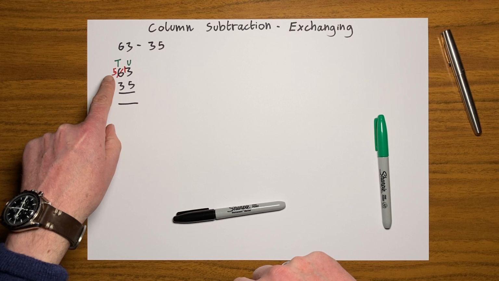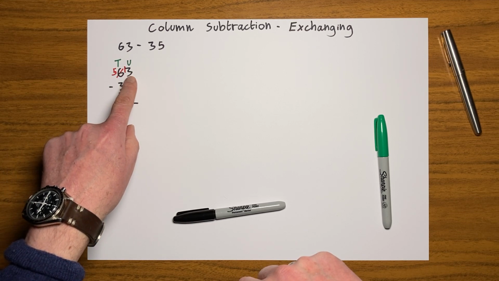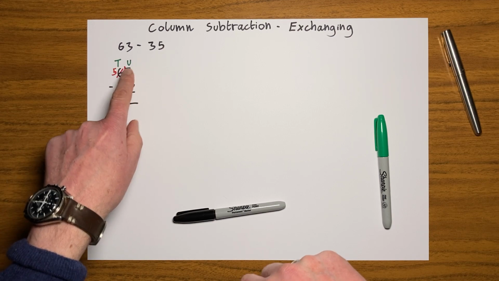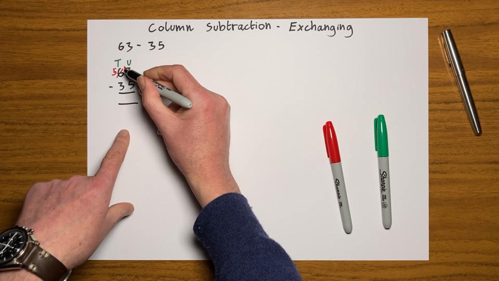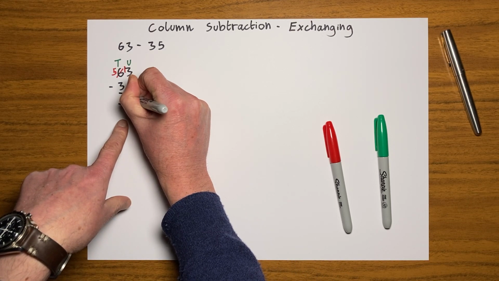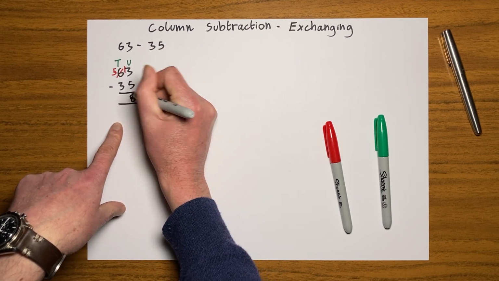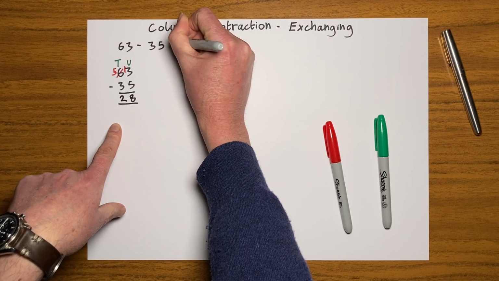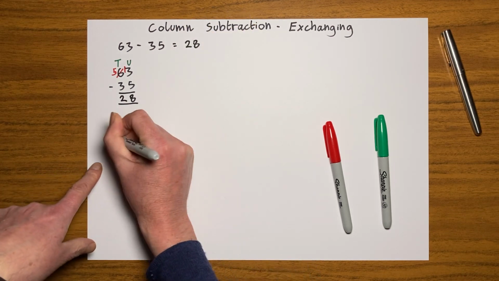Now I've taken 10 from this column, which has made that 50, and moved it to this column, which has now gone from 3 to 13. Now I can complete my calculation. So I've got 13 take away 5 is going to give me 8. And then I've got 50 take away 30 is going to give me 20. Give me an answer of 28. Let's do another one straight away.